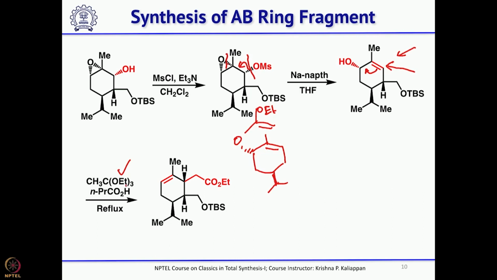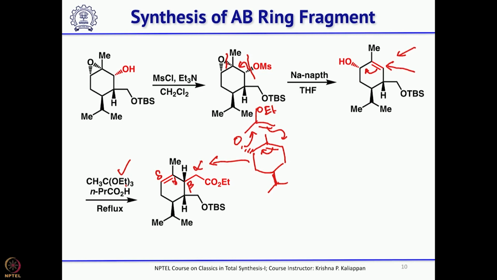On treatment with triethyl orthoacetate, it undergoes intramolecular Claisen rearrangement, and that will give you this gamma, delta unsaturated ester, alpha, beta, gamma, delta unsaturated ester. Whenever you see a gamma, delta unsaturated ester, the reaction which should come to your mind is Claisen rearrangement.